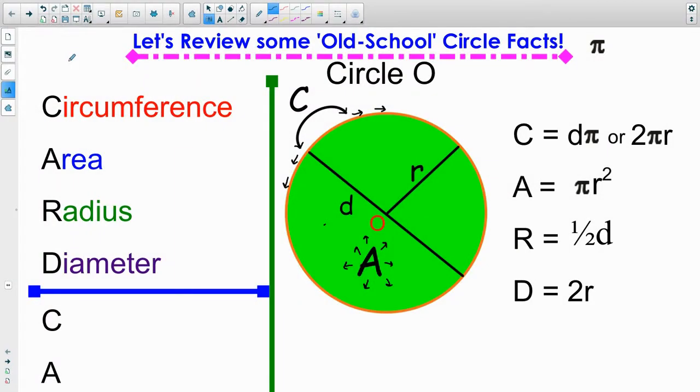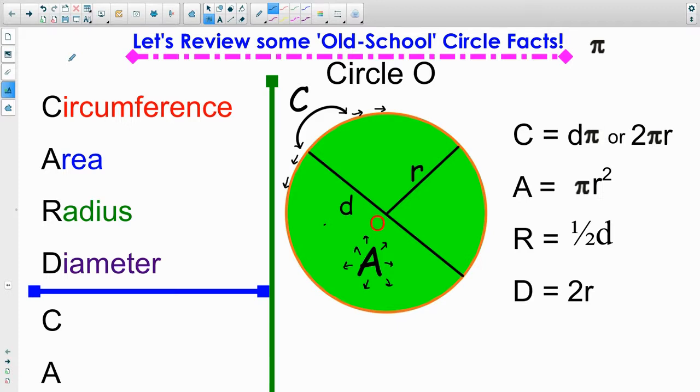Let's begin today's lesson by once again reviewing some old school circle facts. At the beginning of a previous lesson, we reviewed some middle school general math about circles. We learned how to do something called CARD, because it's very helpful to understand that if you are given the circumference, area, radius, or diameter of a circle, you should be able to quite easily find the other elements.